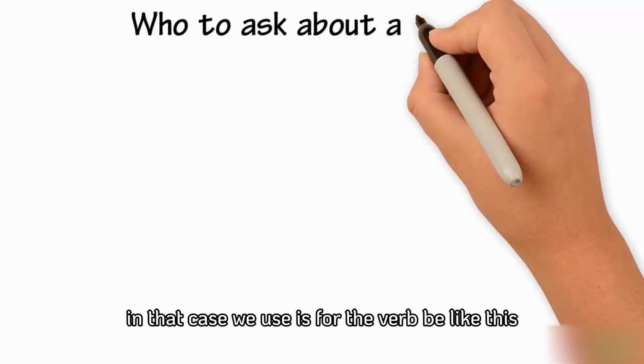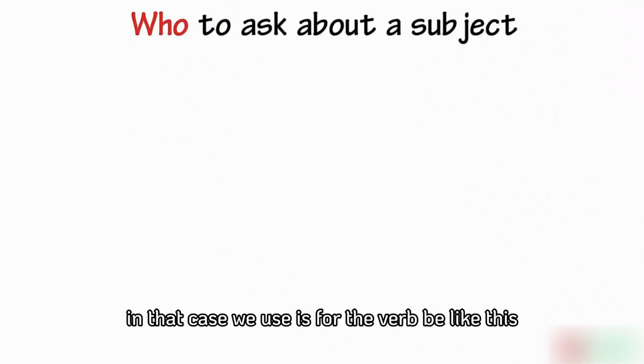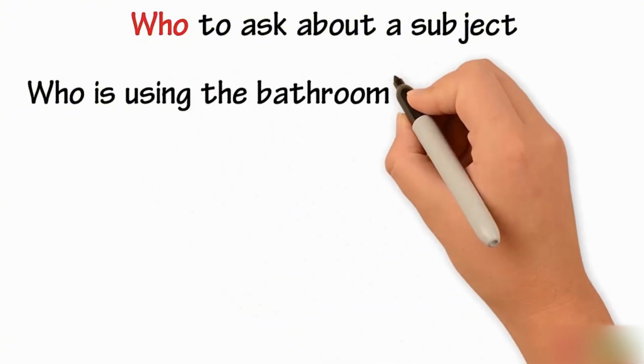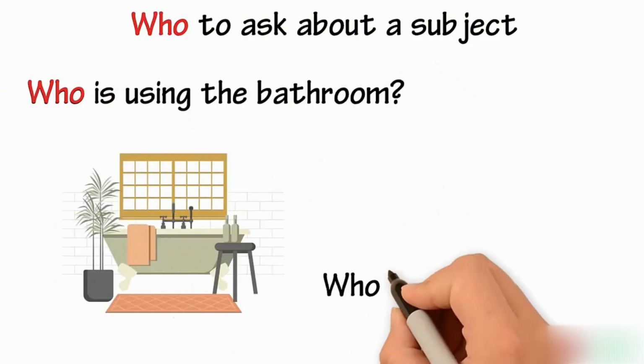You can use the question word who to ask about a subject. In that case, we use is for the verb be like this. Who is using the bathroom? Who is controlling you?